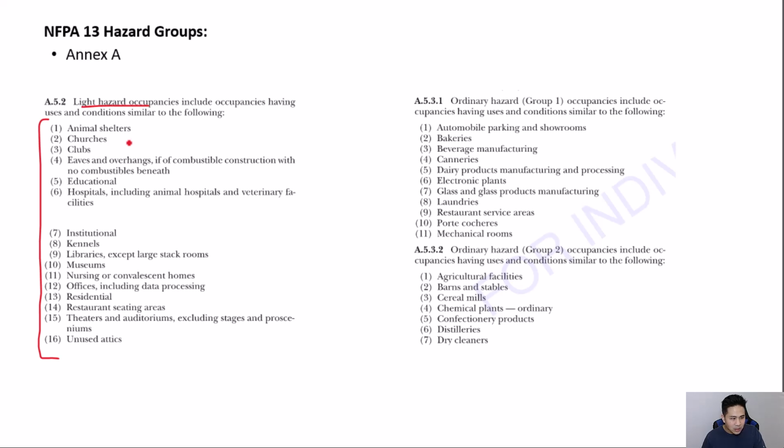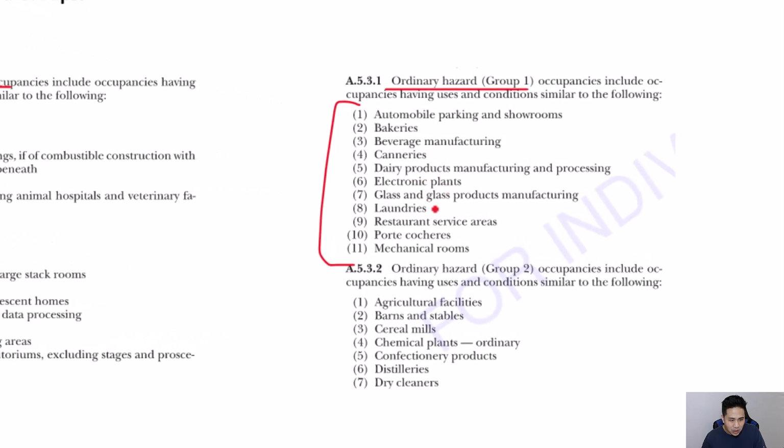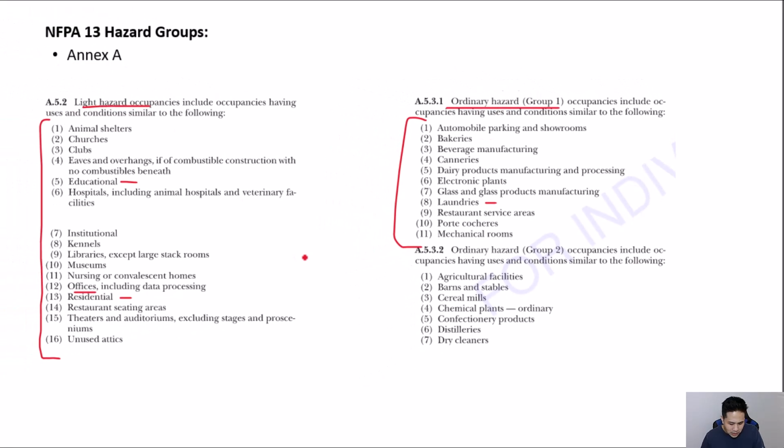And most things fall under this category, light hazard occupancy, because most of the jobs that are done are in education, residential, as well as offices. Now, if you look here, ordinary hazard group one, these are the building types that fall under that category. So if you have something such as laundries, bakeries, electronic plants, they would fall under this. So you would follow Annex A to first determine what type of hazard group you are in.